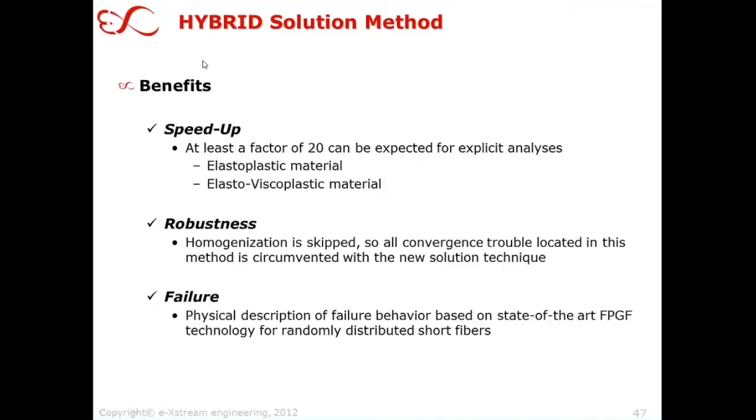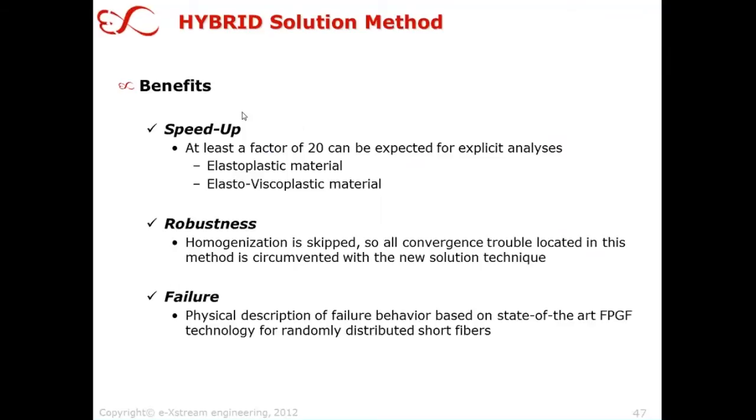So hybrid solution method, just to summarize a bit the benefits of this new technology in our software. It's a great speed up, so at least a factor of 20 can be expected as a speed up for explicit analysis. This is true for elastoplastic and elastoviscoplastic materials. We have observed a large increase in robustness, and this is, by definition really, because all the homogenization steps, as I told you, are skipped, so all convergence trouble that might be located on that level is circumvented with a new solution technique.